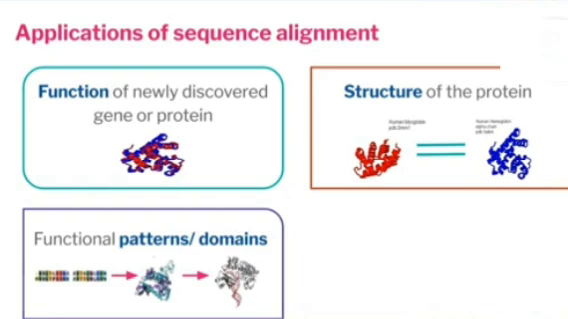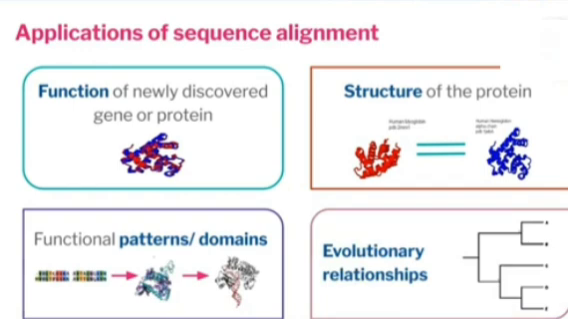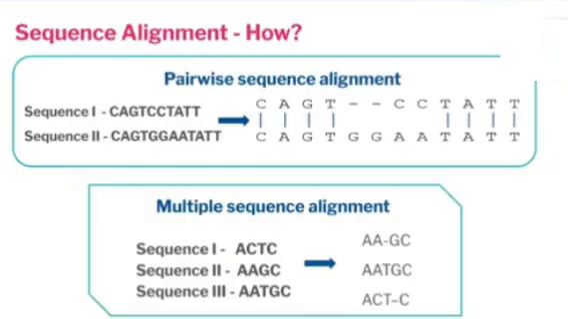A genome has only 2% exons, which are later transcribed into RNA and then translated into protein. The rest, 98% of the genome, is introns or junk regions, which just protect the exons. Based on sequence alignment, functional patterns or domains like exons can be identified. The most important application of sequence alignment is to find the evolutionary relationship between individuals or organisms.